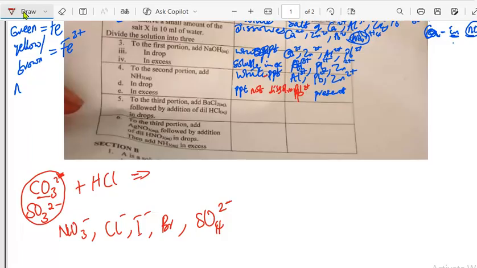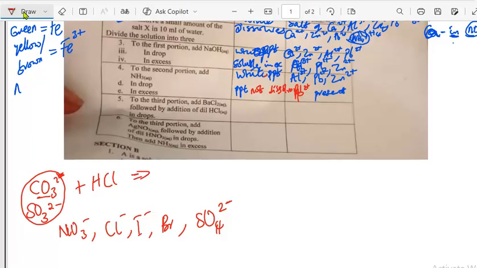You check if it has odor, you report. Then you test the gas. If the gas is CO2, you found out how to test CO2 in your manual. You use lime water. So you test the gas. If the gas is CO2, then you write in your inference carbon dioxide, that's CO2 from CO3 2- ions.